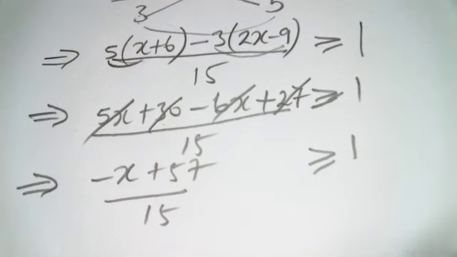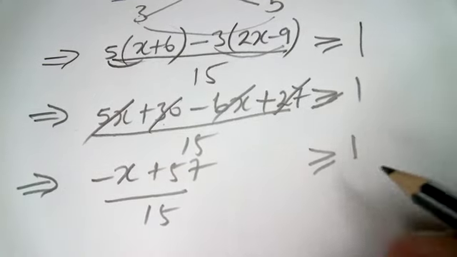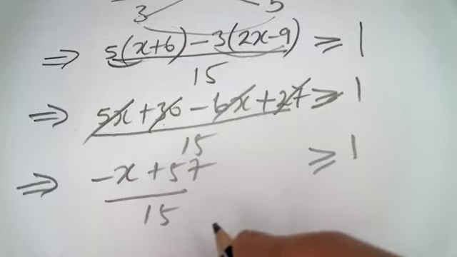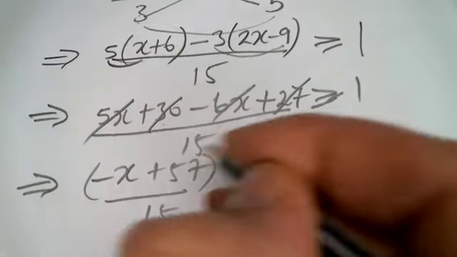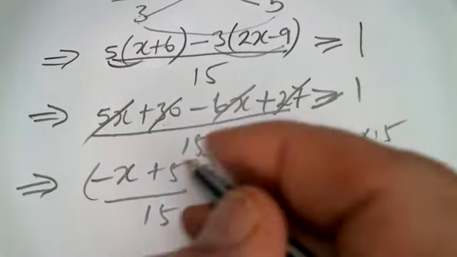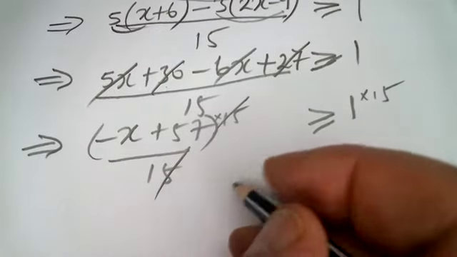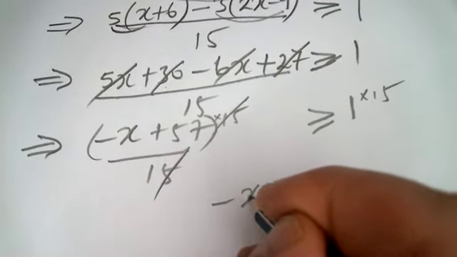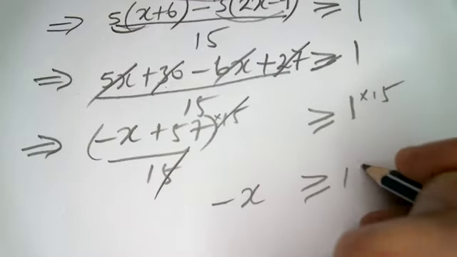All right, so now I'm in a great position to say, well, let's do something with this 15 here. So I'm going to multiply both sides by 15. So take all this and multiply it by 15, and multiply this by 15. So here we go, 15 divided by 15. So I've got negative x plus 57 is greater or equal to 15.